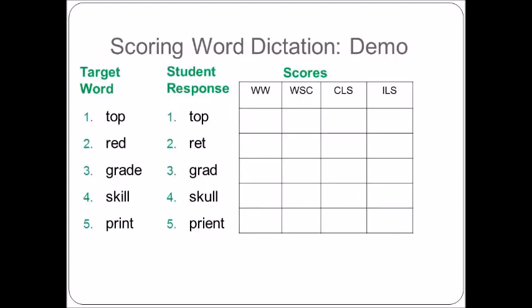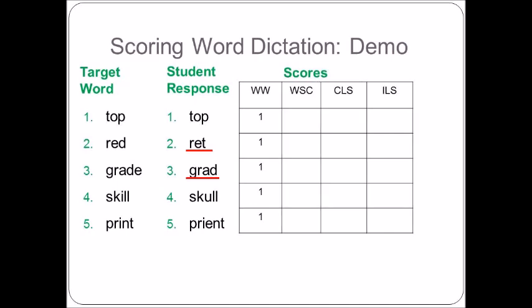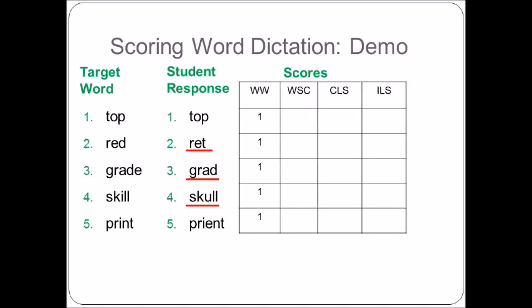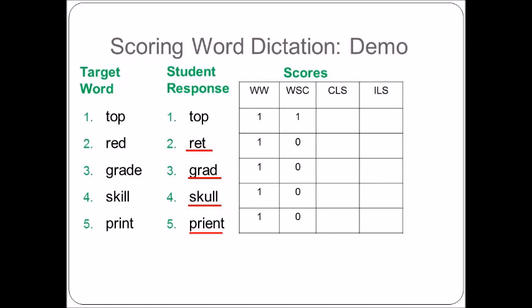Here is our sample word dictation probe. So first, we count the number of words written. The student attempted 5 words, so each item counts as a word written. Next, we will underline each misspelled word with a red pen or pencil. We see in this sample the misspelled words are red, grade, skull, because the target word was skill, and print. So we can see that the student has 1 word spelled correctly.